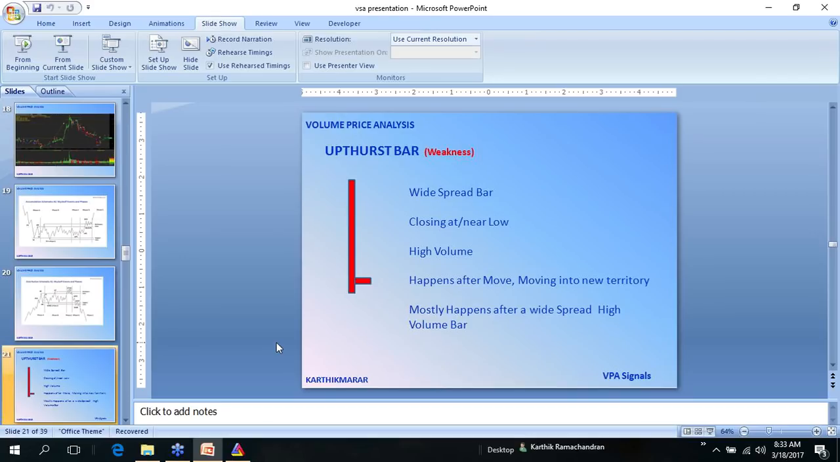An ideal upthrust will move into new territory. Of course, it is not necessary that it should move into new territory, but the ideal one is always into the new territory. The high will always be higher than the high of the previous bar, and the low will also be higher than the previous bar. The upthrusts are more effective when the trend has run for a longer time. Any upthrusts happening in the early trends are not really effective.